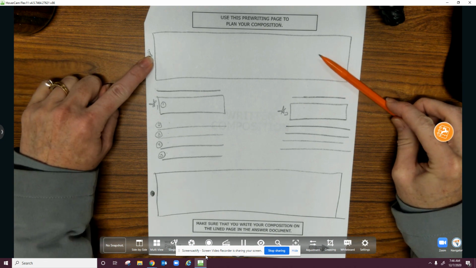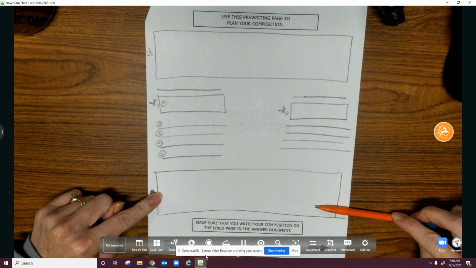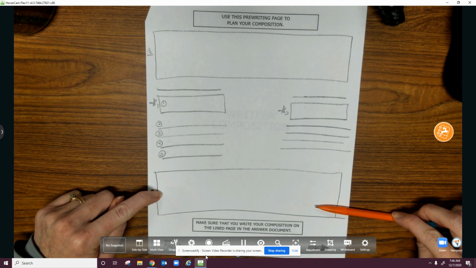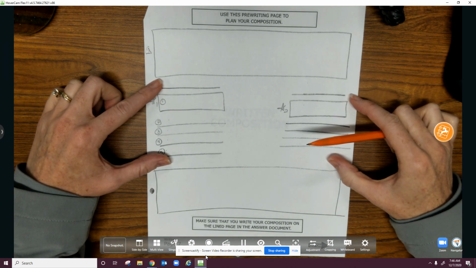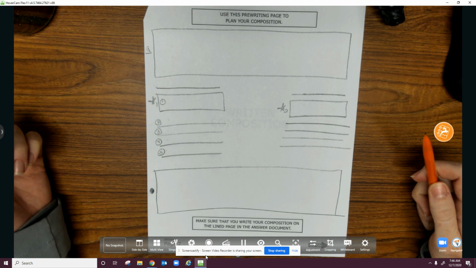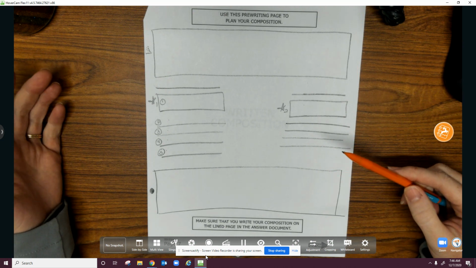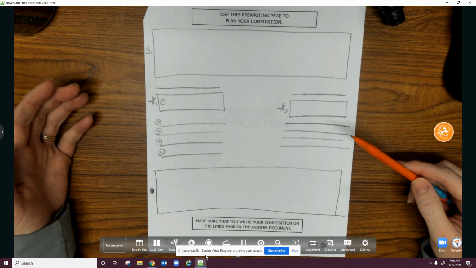So here is where I will write my introduction. Here is where I will write my conclusion. This is my reason and my details. A couple things that I'm noticing about what's going on with our graphic organizer.